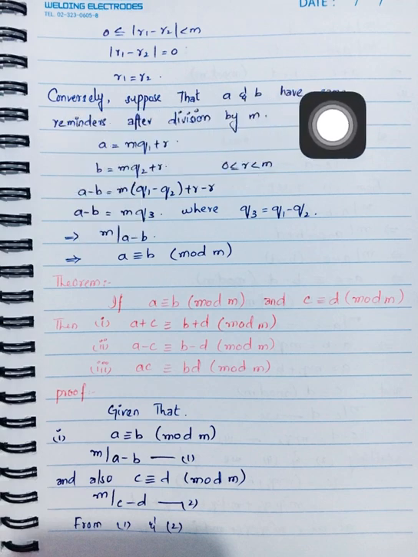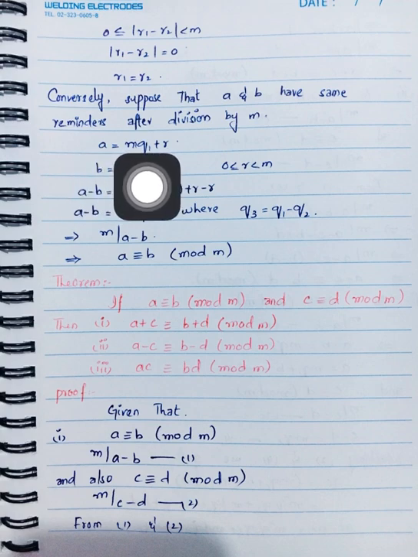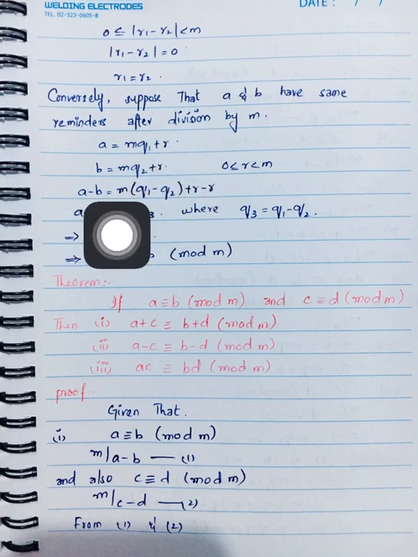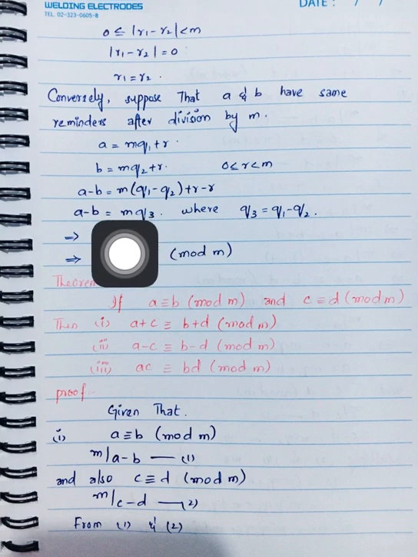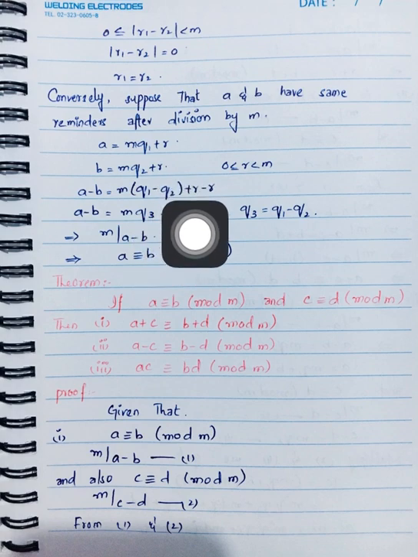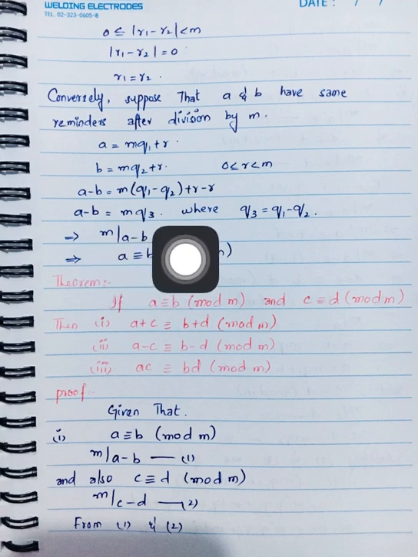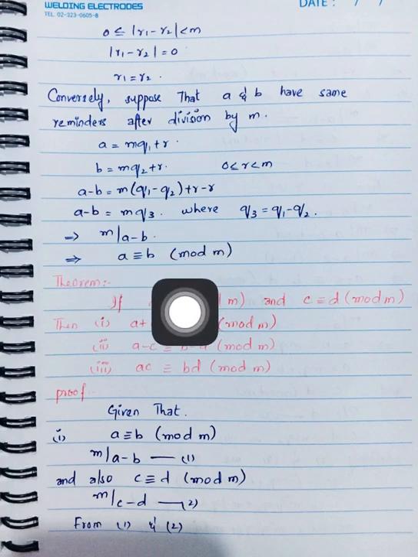So if a and b have the same remainders, by using the Euclid theorem I can write a equals mq1 plus r, and b equals mq2 plus r. Now subtracting these two equations, a minus b equals m times q1 minus q2, plus r minus r. Cancelling r, I have only the result a minus b equals mq3. Now by the definition of divisibility, m divides a minus b. Now applying the definition of congruence, a is congruent to b modulo m.